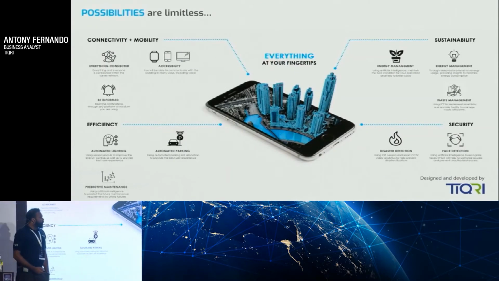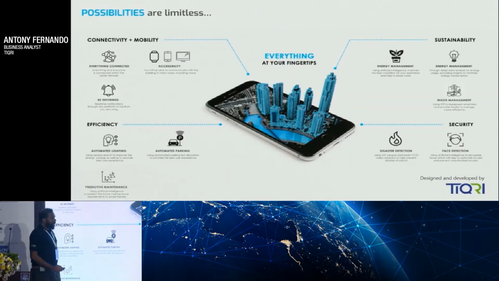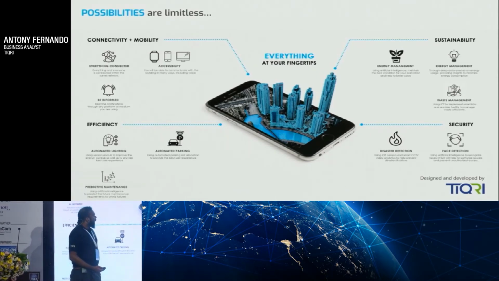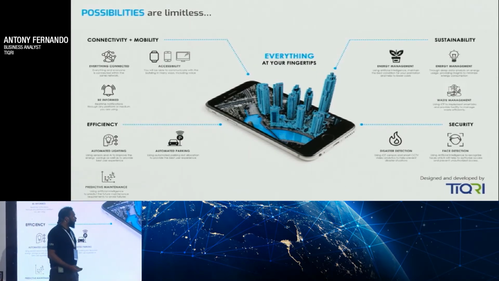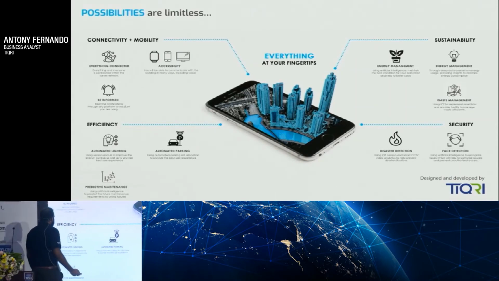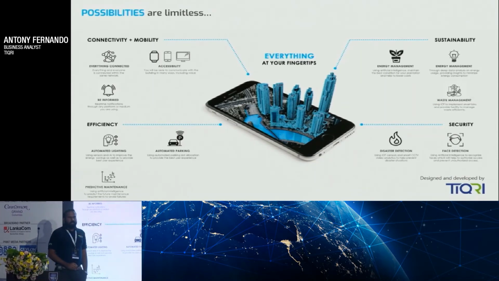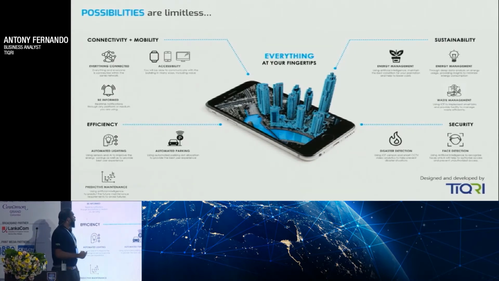So XC was built on the premise of 4 main pillars. If you look at it, it's connectivity and mobility. How do we do it in a sustainable manner? Security features that can be added, as well as efficiency. So these are the 4 main pillars that we built XC on. Every feature that we want to add into it, every business solution that we want to add into XC, needs to come under one of these.